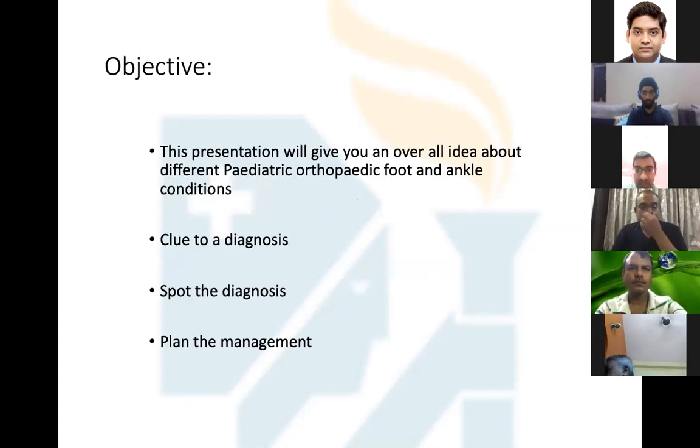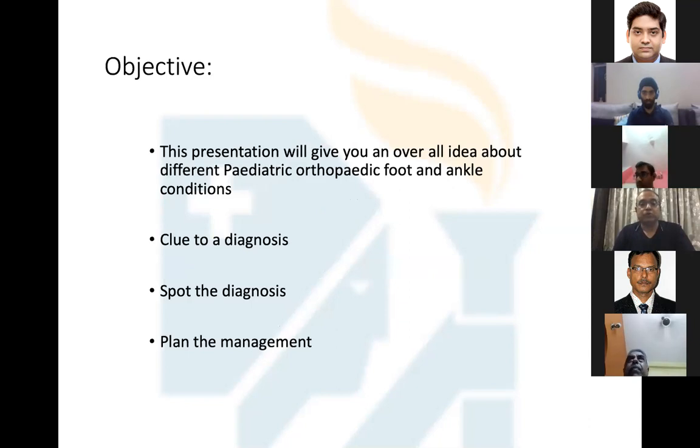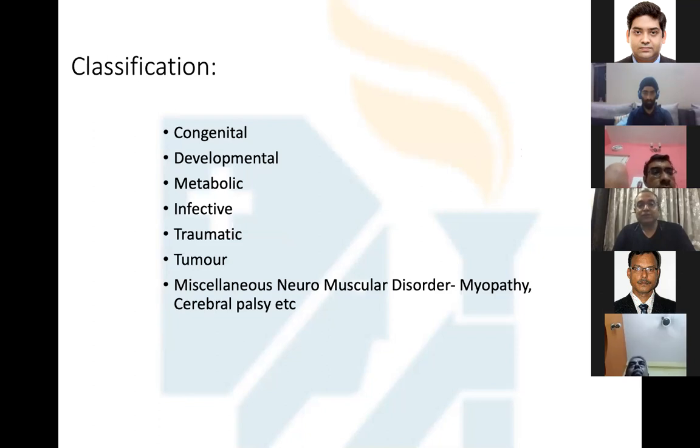The objective of this presentation is to give you an overall idea about the different pediatric orthopedic foot and ankle conditions. Most of the time in your exams, it is a spot diagnosis, and it definitely helps you get a diagnosis, because deformity is what is most evident. It also helps you plan the treatment. If you classify the pediatric foot and ankle conditions, like any other part of the orthopedic examination, they are divided into congenital, developmental, metabolic, infective, traumatic, tumors, and miscellaneous conditions, where there are neuromuscular disorders like myopathies and cerebral palsies.